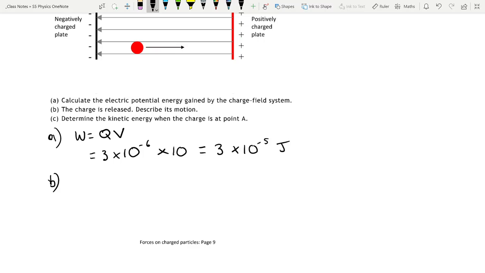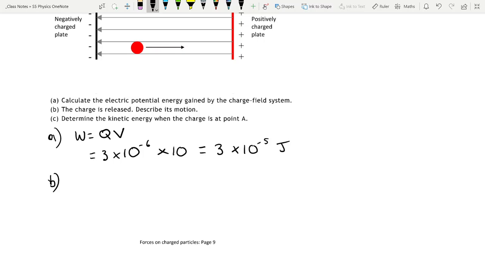So B says the charge is released. Describe its motion. Well, we were talking about this before. We move this over here, we hold it there. As soon as we release it, it moves back towards the negative. But is it a constant speed or is it an acceleration? Acceleration, yes, because it's got an unbalanced force.